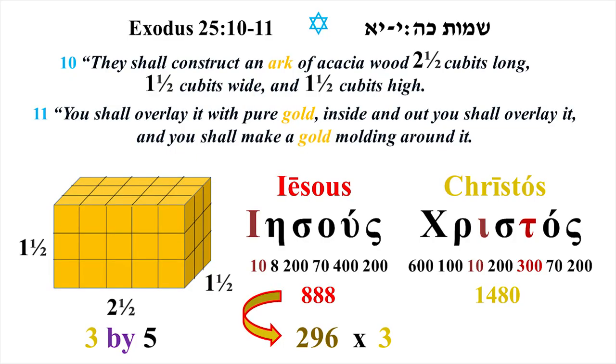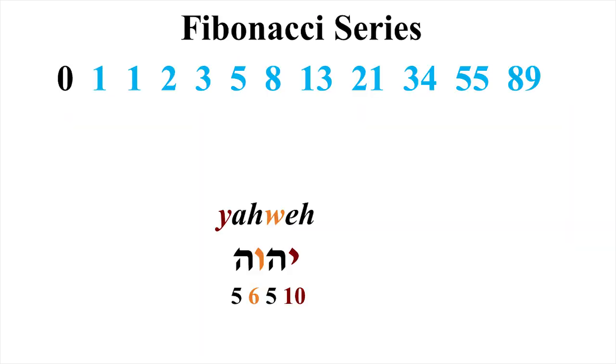888 is 3 times 296. And 1480 is 5 times 296. And there we have a 3 by 5 hidden in Iousus Christos, in Jesus Christ's name. Very clever. Okay. Look at Yahweh's name, Yud, He, Vav, He.